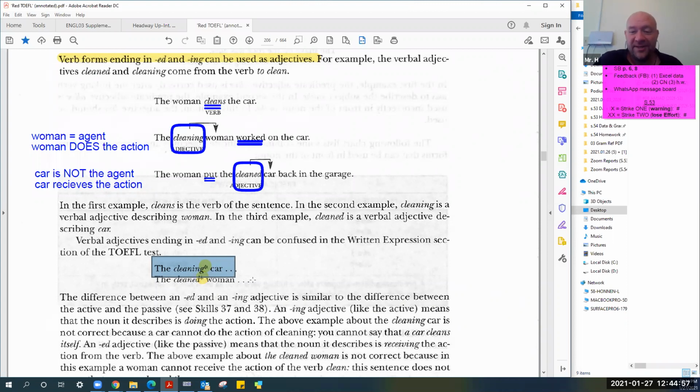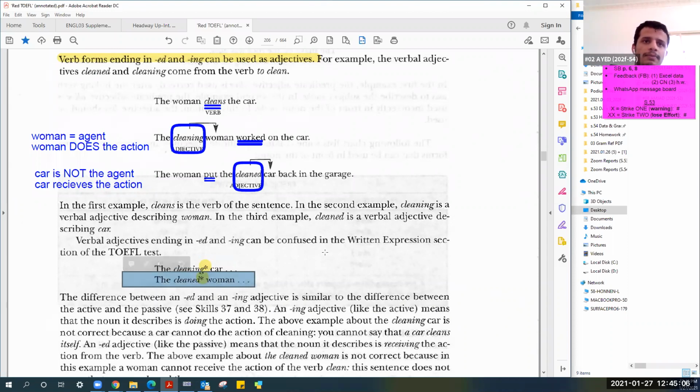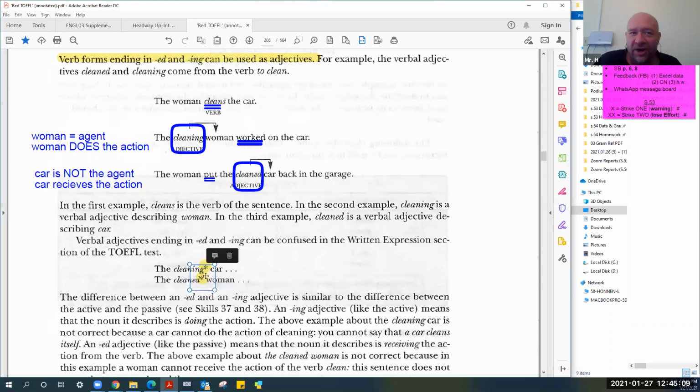All right. So now, Ayed, read the second example. The cleaned woman. Why is there a little star? Do you know why? The cleaned woman. What does it mean? Maybe she received the cleaning from another person. Yeah, other people. Somebody cleaned her. Do you understand? The cleaned woman.